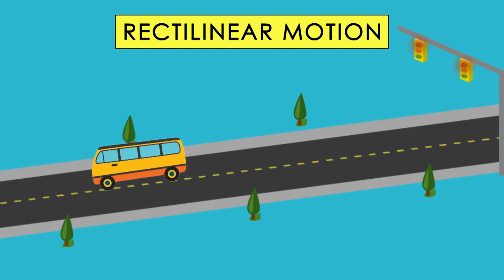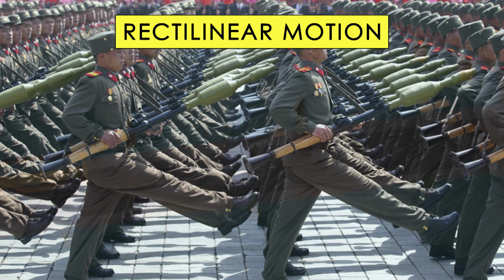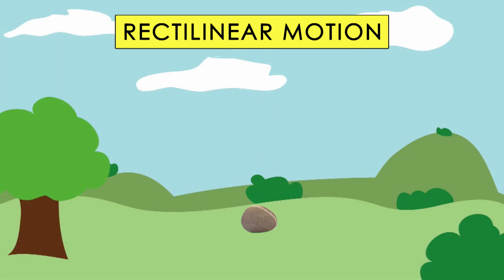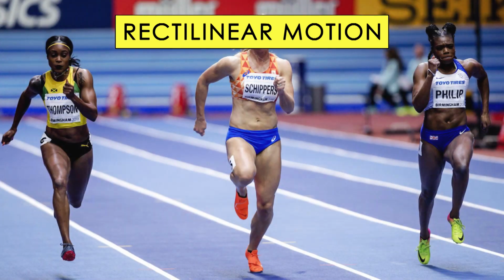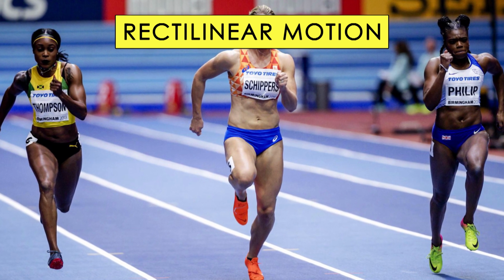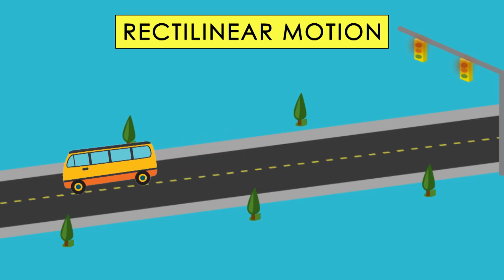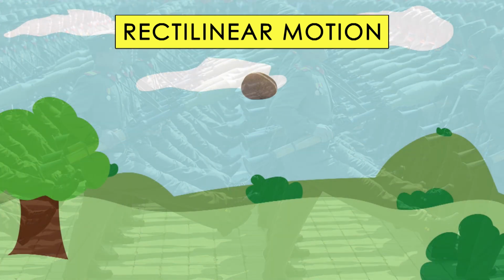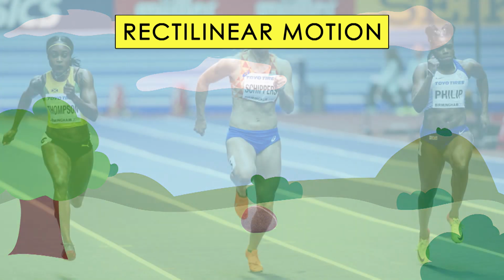You may have observed the motion of a vehicle on a straight road, march past of soldiers in a parade, or the falling of a stone. What kind of motion is this? Sprinters in a 100-meter race also move along a straight track. Can you think of more such examples from your surroundings? In all of these examples, we see that the objects move along a straight line. This type of motion is called rectilinear motion.